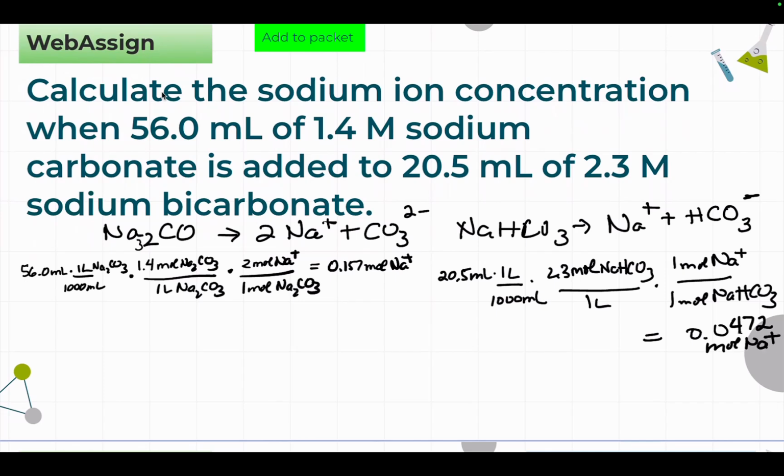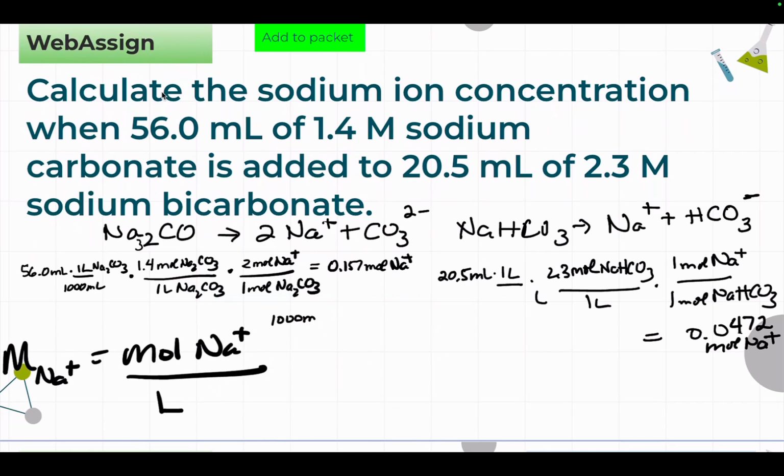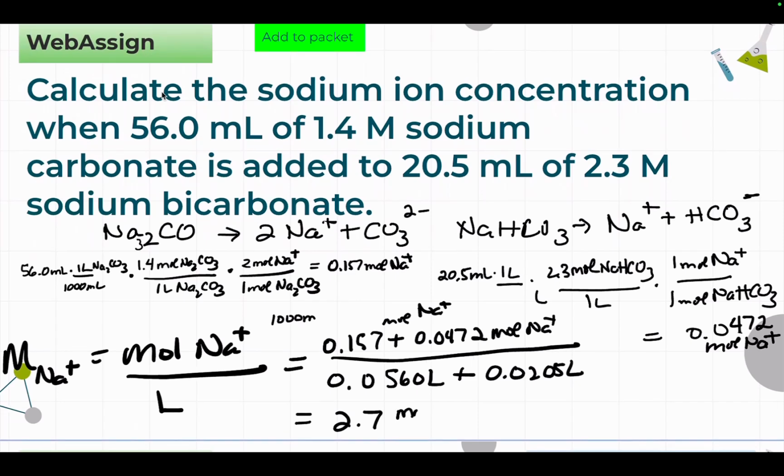So ultimately what I'm trying to get is the molarity of the sodium ions. So I need to know the moles of sodium ions over the volume in liters of the solution. I'm going to take the moles I just calculated, my 0.157 plus 0.0472. Those are my moles of sodium ions. So my total moles of sodium in this solution divided by the total volume of the solution, converting my milliliters to liters. And when I do that, I get 2.7 moles per liter of sodium ions. And you can also represent that as 2.7 capital M.